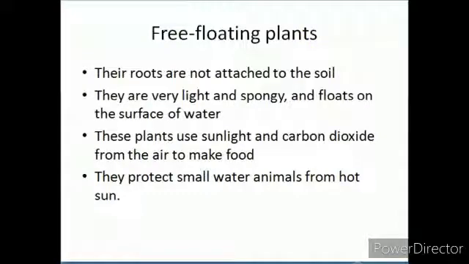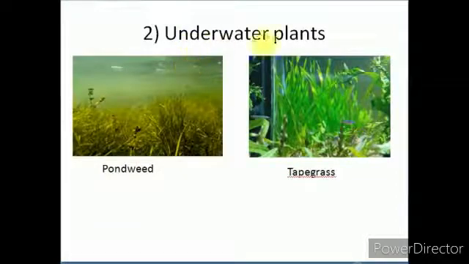Now let's see some examples of underwater plants. Two of the examples are pondweed and tape grass. The underwater plants are entirely under the water surface. You can see in the diagram, this is pondweed and this is tape grass, and these plants are entirely under the surface of water. Let's learn about their characteristics.